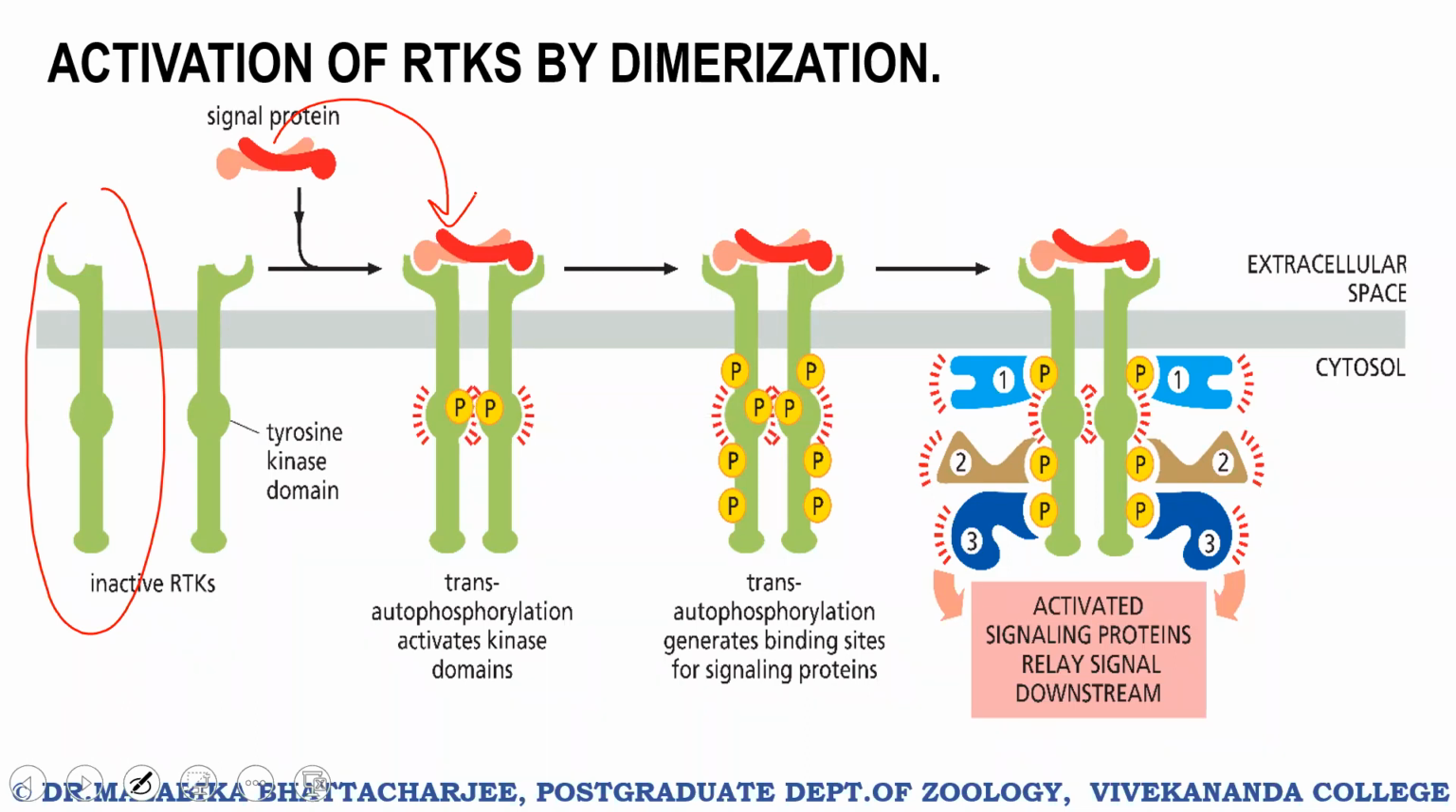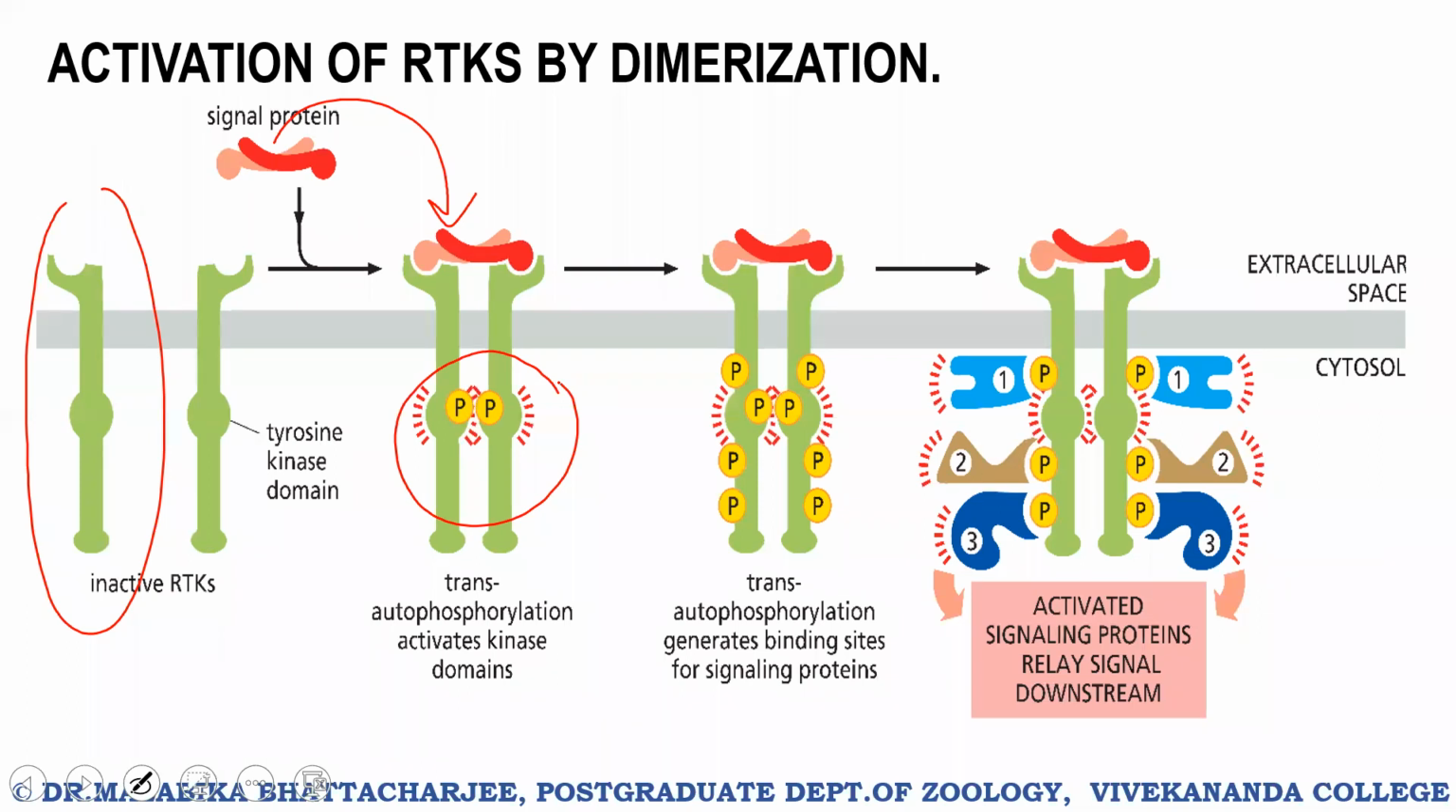Now, this closeness of the dimer results in the trans-autophosphorylation of the kinase domains on the two receptors. So, in the close proximity condition in the dimers, the two kinase domains phosphorylate each other, resulting in trans-autophosphorylation.